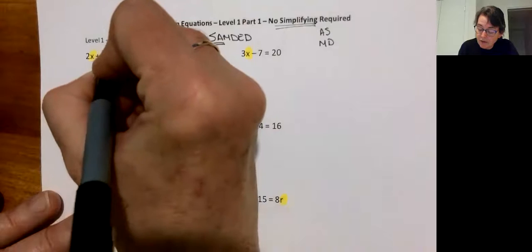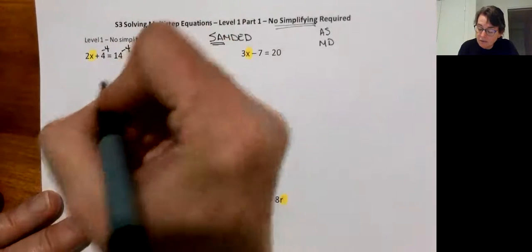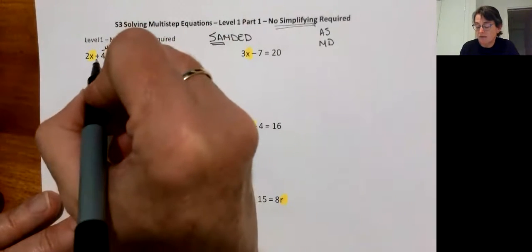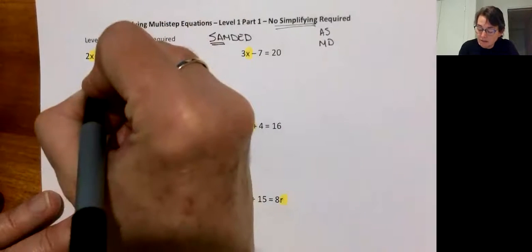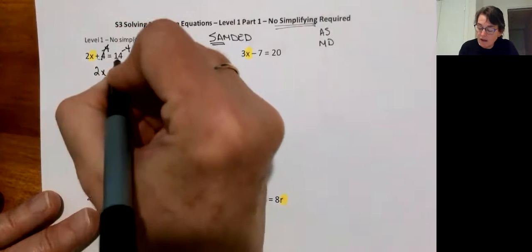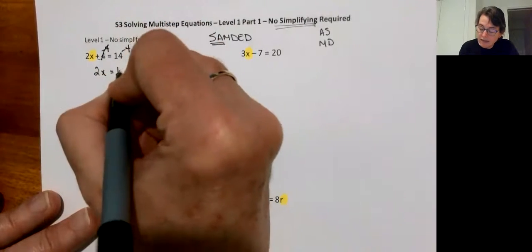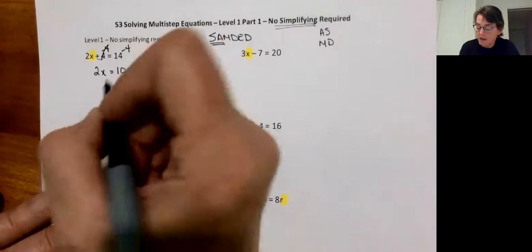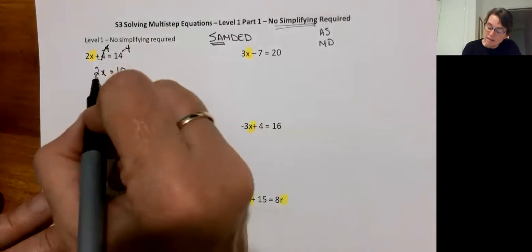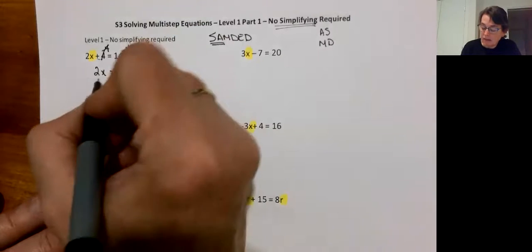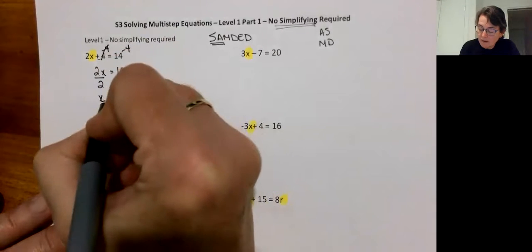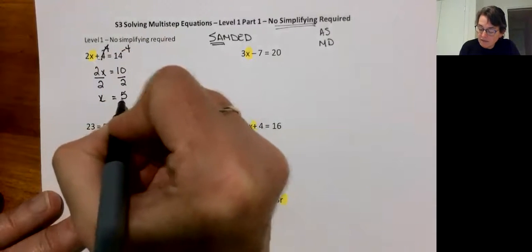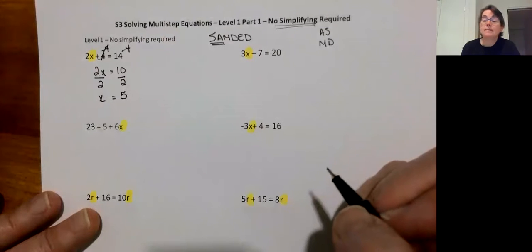So subtract 4, because the inverse of addition is subtraction. So this cancels out to 0, so I don't need it anymore. 14 minus 4 is 10. Now we have just a one-step equation, and this is multiplication. So the inverse is division. X is equal to 5. And there we go. That's it.